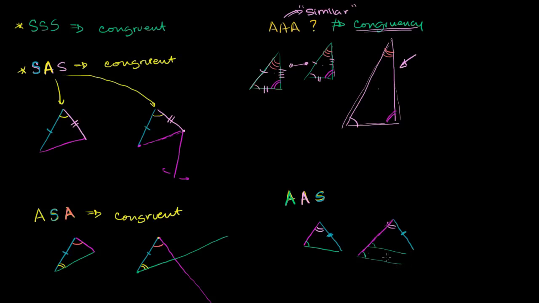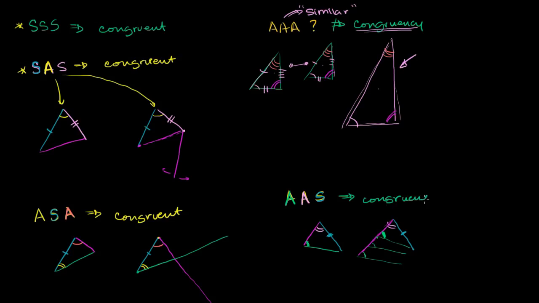But how can we form any triangle that is not congruent to this? Because the bottom line is this green line is going to have to touch this one right over there, and the only way it's going to touch that one right over there is if it starts right over here, because we're constraining this angle right over here. And so it looks like angle, angle, side does indeed imply congruency. So that does imply congruency.